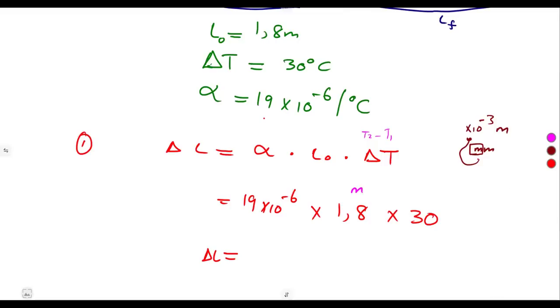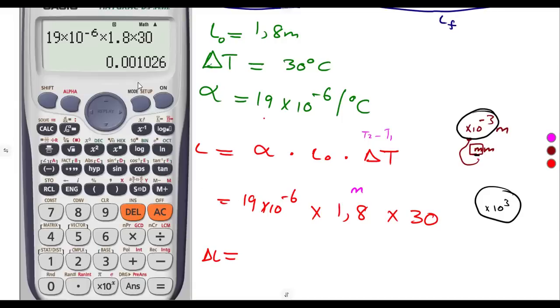Remember, I told you guys, you multiply by the opposite of what you're converting to. You want to convert to millimeters, so you multiply by the opposite, 10 to the exponent of 3. Take your answer as it is on your calculator and multiply it by 10 to the exponent of 3, like this. We are going to get 1,026.